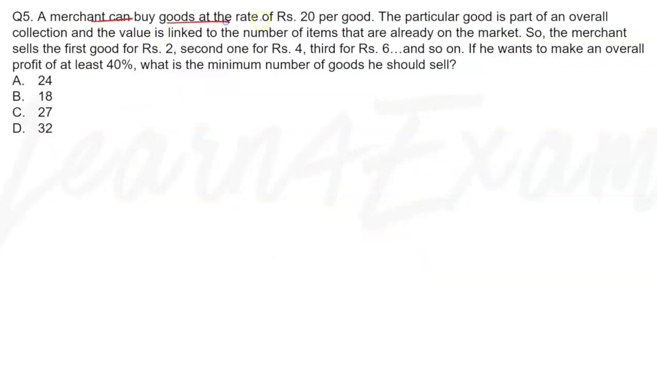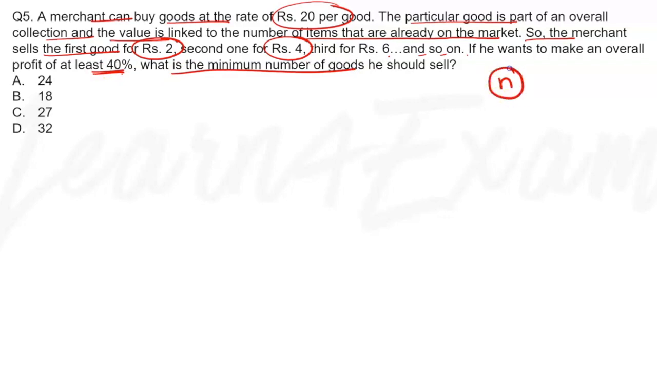A merchant can buy goods at the rate of 20 per good. The particular good is a part of an overall collection and the value is linked to the number of items that are already in the market. So the merchant sells the first good for rupees 2, second for 4, and so on. He wants to make an overall profit of at least 40%. Then what is the minimum number of goods he should sell? So if I say that the minimum number of goods he has to sell is equal to n, then the total cost price of that would be equal to 20n, right?